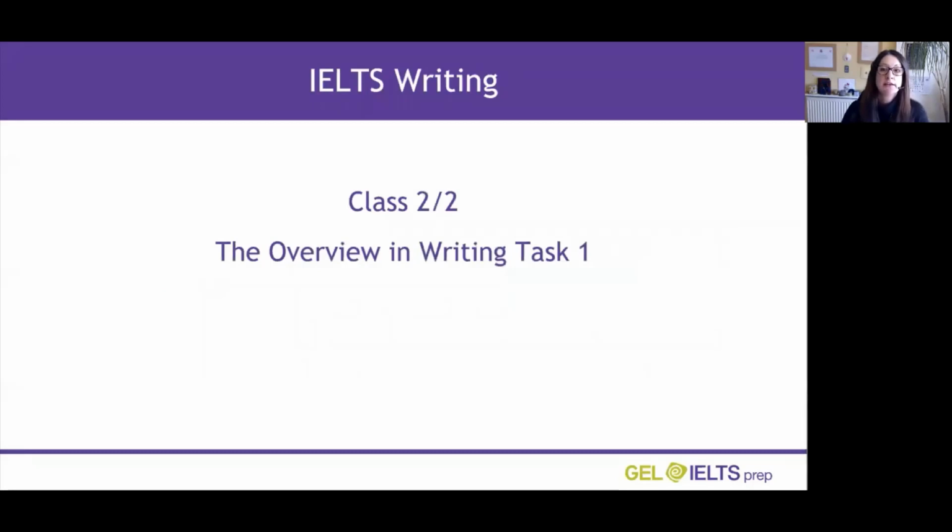So this is the second of 2 classes on this topic, and it will last about 20 minutes. First, we're going to look at what an overview is in academic writing task 1, and then we're going to look at examples of this with a graph, a process, and also a map. So by the end of the class, you should be more confident about identifying key features from a task 1 graphic and how to put them into an overview.